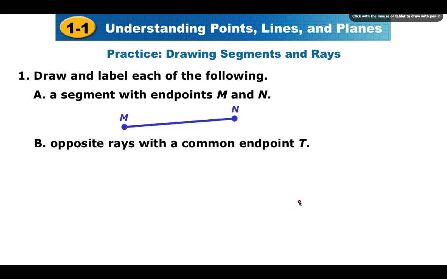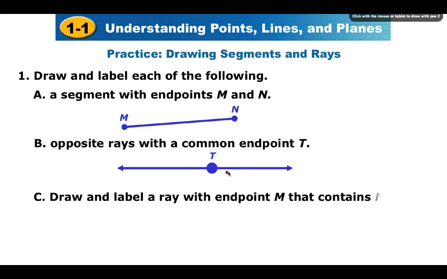Part B says opposite rays with a common endpoint, T. So this is what we can draw. Opposite rays, common endpoint, T. Part C: draw and label a ray with endpoint M that contains N. This is the drawing that we can use to represent part C. Next slide.